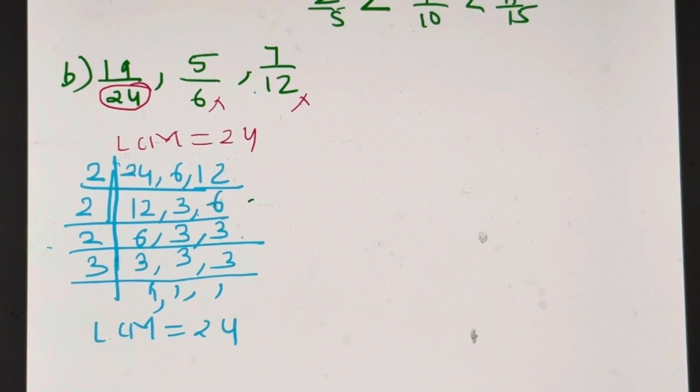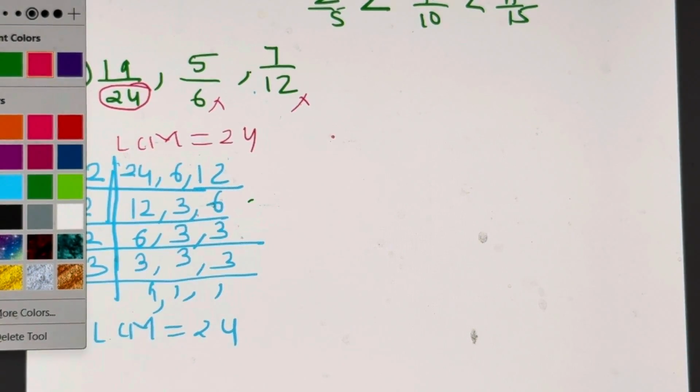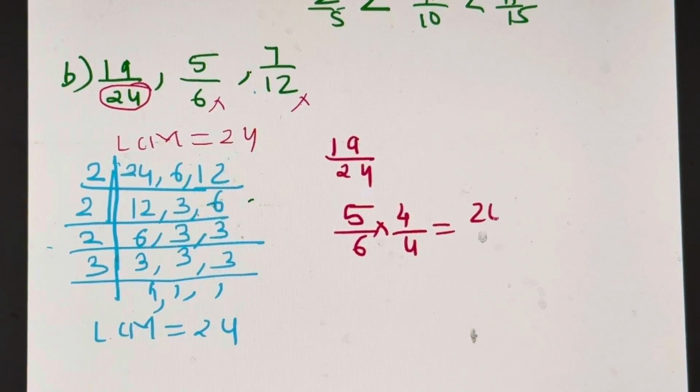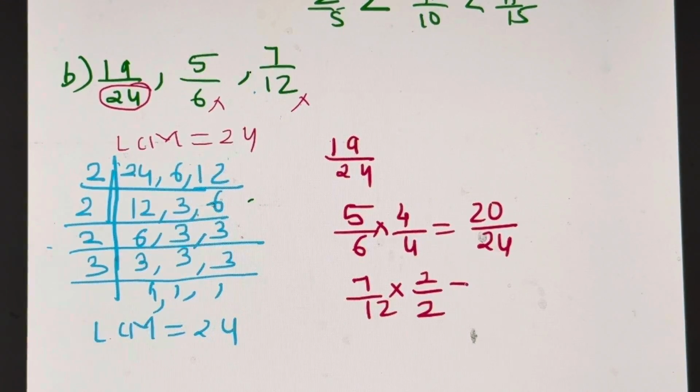Now we take the fractions one by one. So 19 upon 24, no need to do anything because 24 is the LCM. So it will remain as it is. 5 upon 6, 6 4s are 24. So we multiply both by 4. So 5 4s are 20 and this becomes 24. Then 7 upon 12, 12 2s are 24. So multiply both by 2. 7 2s are 14 upon 24.